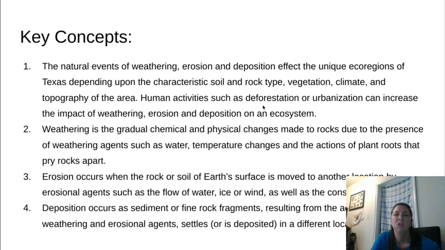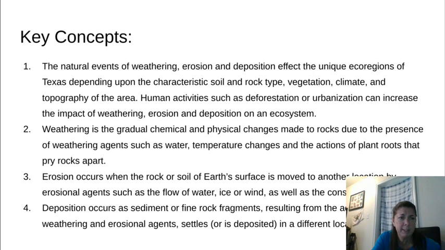Activities such as deforestation and urbanization can increase the impact of weathering, erosion, and deposition. So if we deforest, if we cut down the trees in an area to build houses, businesses, and highways, that will affect these processes.